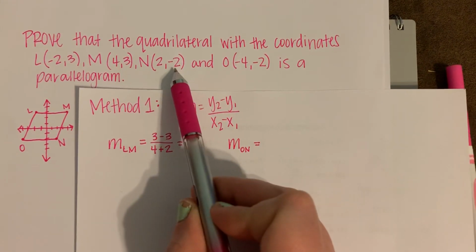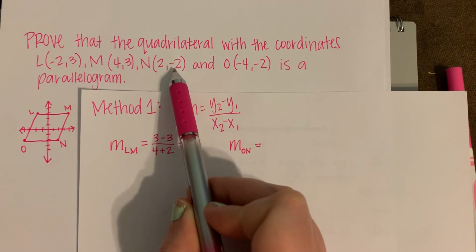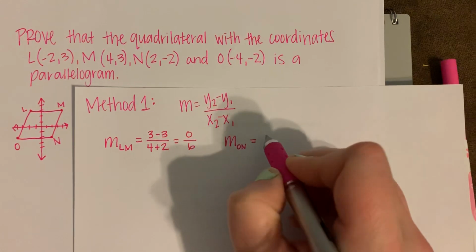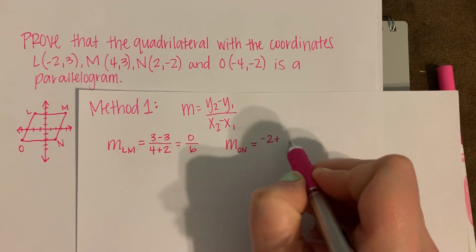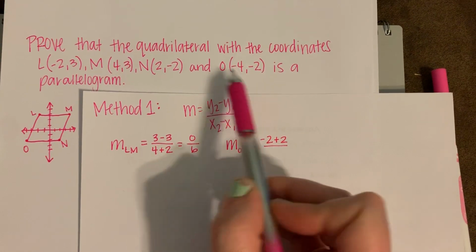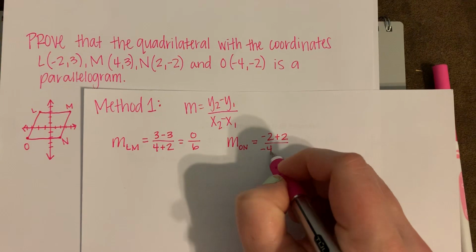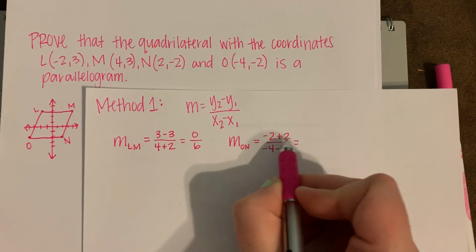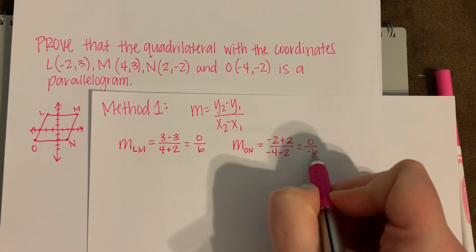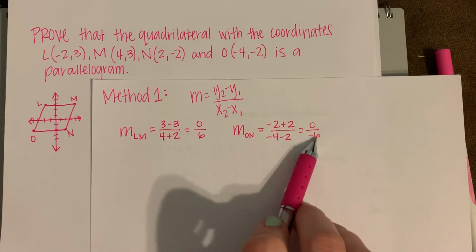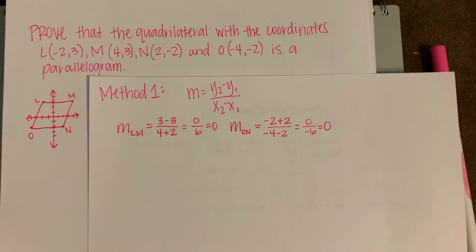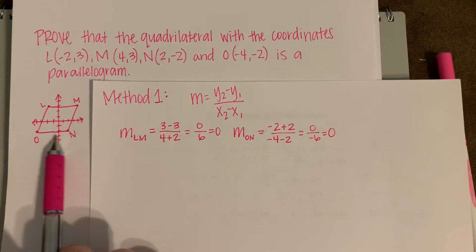So y2 minus y1 would be negative 2 minus a negative 2. Minus from here, minus from here. So negative 2 minus a negative 2, I'm going to write that, plus 2, over x2 minus x1, negative 4 minus 2. Negative 2 plus 2 is 0. Negative 4 minus 2 is negative 6. I know this is positive, this is negative. It doesn't matter, they're both 0. That means they have the same slope. These 2 sides are parallel, the top and the bottom.